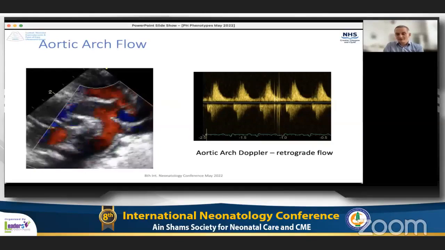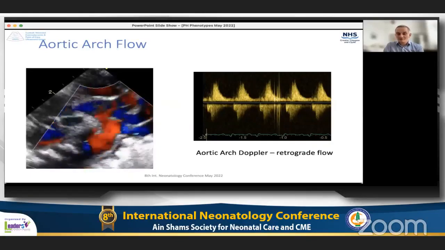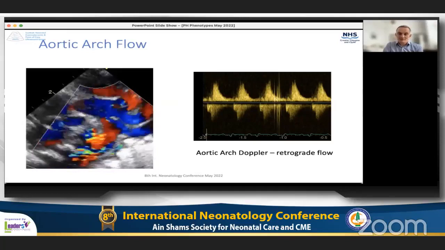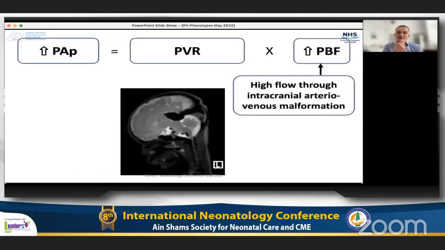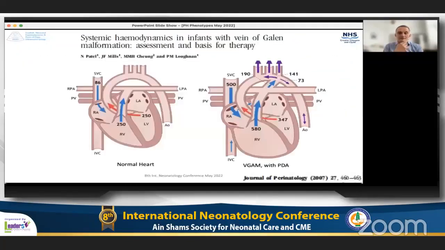And one other abnormal finding in this patient was not a low right ventricular output, but actually a very high right ventricular output. And this patient actually turned out to have a large intracranial arteriovenous malformation, what we call a vein of Galen malformation. And high flow through this AVM leads to high output cardiac failure and increased pulmonary blood flow. So the mechanism of pulmonary hypertension in this patient is not increased pulmonary vascular resistance, but is actually increased pulmonary blood flow.